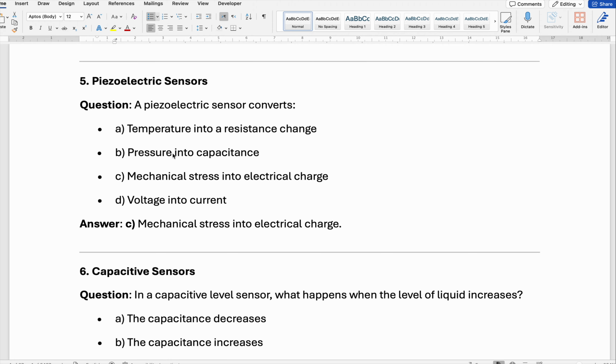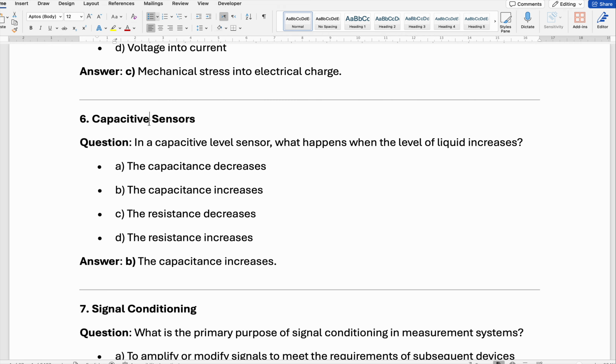So that's very clear. Piezoelectric sensors depend on the piezoelectric effect. So piezoelectric is like you're applying mechanical stress. You're pressing on the piezoelectric material, and based on that, you're having the output charges or the electric charge. So this is part C, very clear.